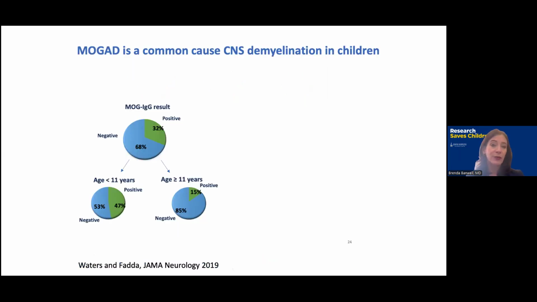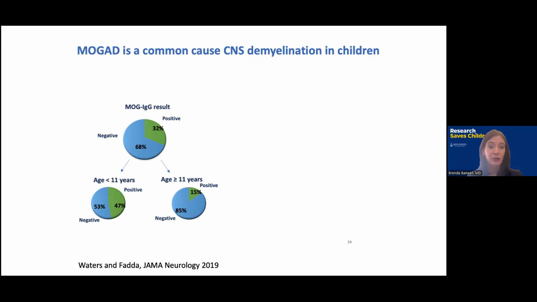So MOGAD is actually relatively common in pediatric patients. This was a study we did on our Canadian National Prospective Incidence Study that ran from 2004 until the pandemic. And samples were archived within 24 hours of presentation. And so we went back to these samples and ran them in a high quality research lab and determined the presence of MOG antibodies using a live cell-based assay.